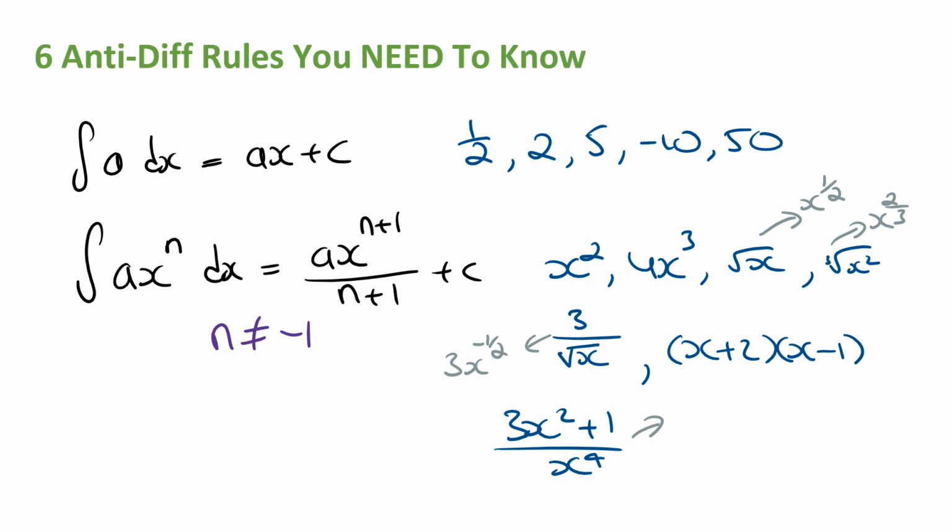And so we could rewrite this as 3x squared over x to the power of 4 plus 1 on x to the power of 4, which is the same as 3 on x squared plus 1 on x to the power of 4, which is the same as 3 times x to the power of minus 2 plus x to the power of minus 4. And now we could apply this rule to integrate this expression.